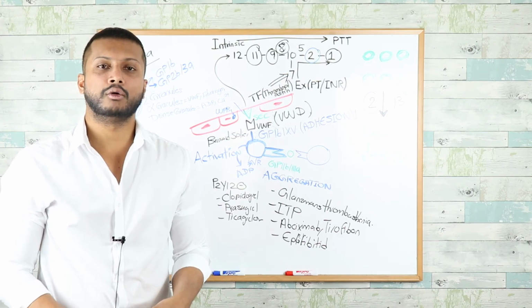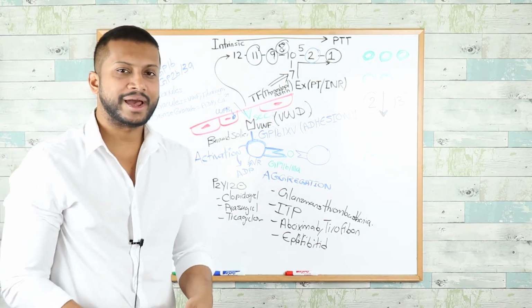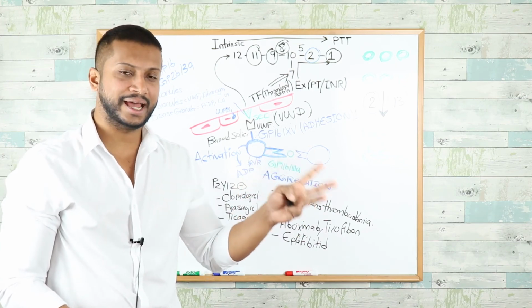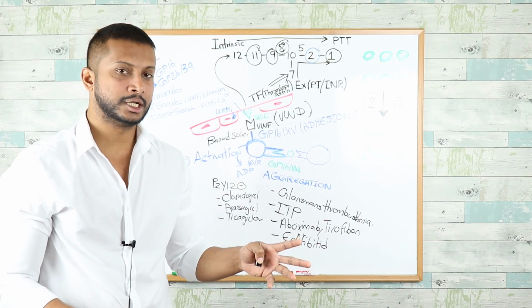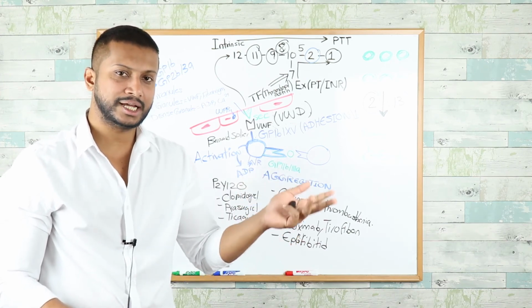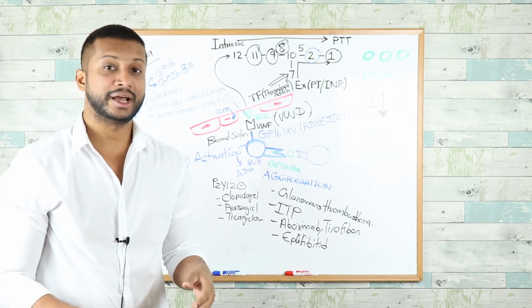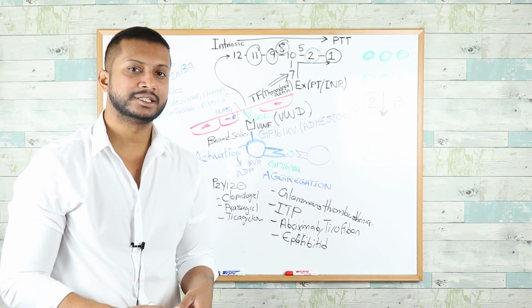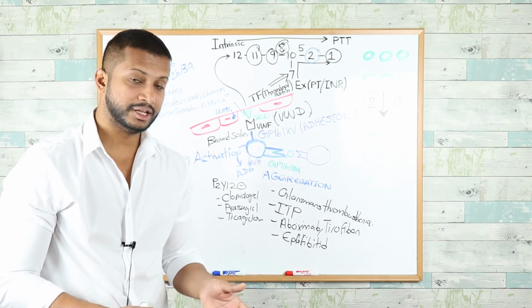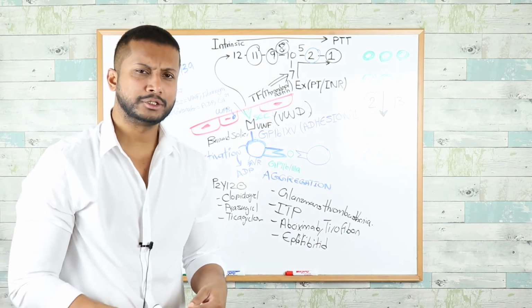Now, the next important thing I want you to focus on is factors 2, 7, 9, and 10. Separately we'll discuss protein C and protein S. But factors 2, 7, 9, 10, what are these? These are vitamin K dependent coagulation factors. They are actually produced in the liver, but they need vitamin K to get activated. Who produces vitamin K?